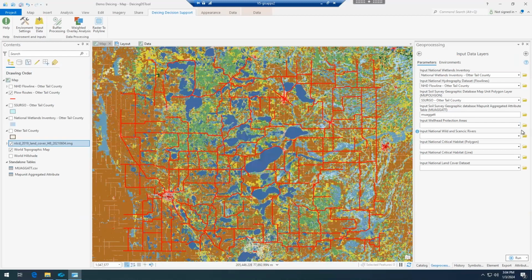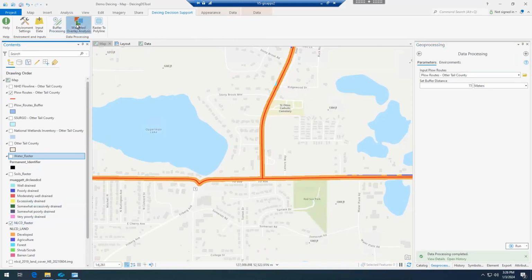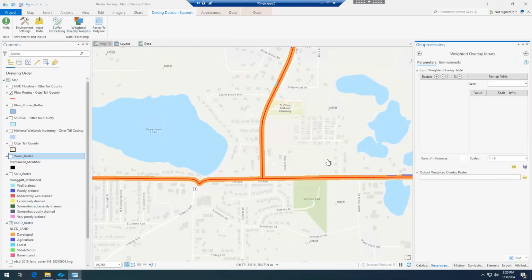In the next example, forest and agriculture were identified as primary concerns near the roadway. For this optional analysis, the National Land Cover dataset must be added. Now, the soils dataset is weighted at 30% of the total, the land cover dataset at 40%, and water at 30%.